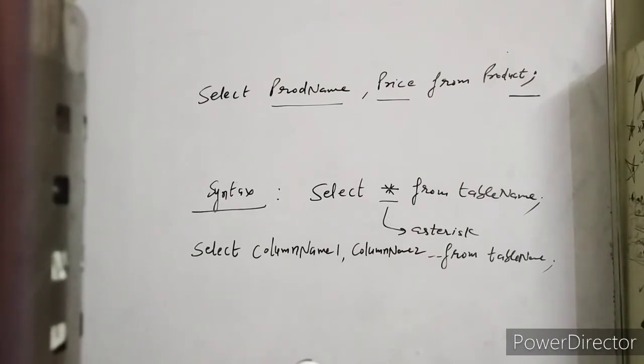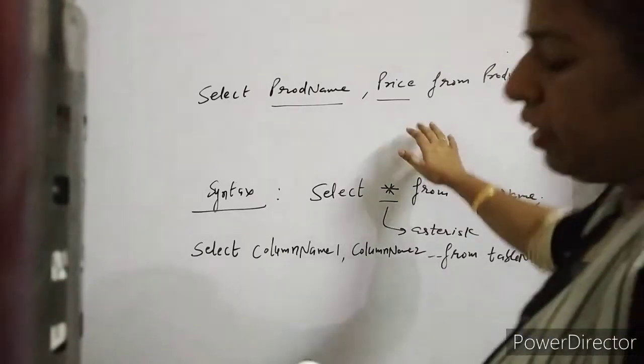In the second syntax, the order of the columns depends on you. Which column you want in the first place, which in the second place. If I write select price, comma, product name from product, it means price will appear first, then product name. The order depends on you. This is my second syntax.